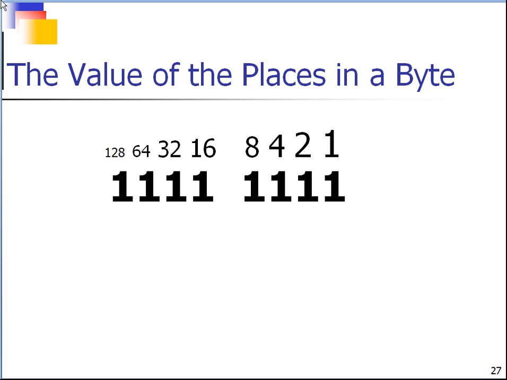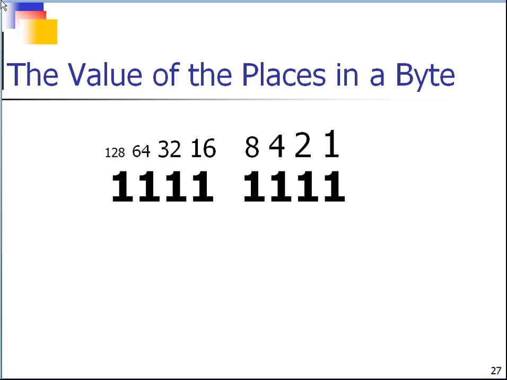In fact, if we look at these values of the placeholders in a binary number, starting at the far right, 2 to the 0th is 1. 2 to the first is 2. I'm working toward the left. 2 squared is 4. 2 cubed is 8. 2 to the 4th is 16. 2 to the 5th is 32. 2 to the 6th is 64. And 2 to the 7th is 128.